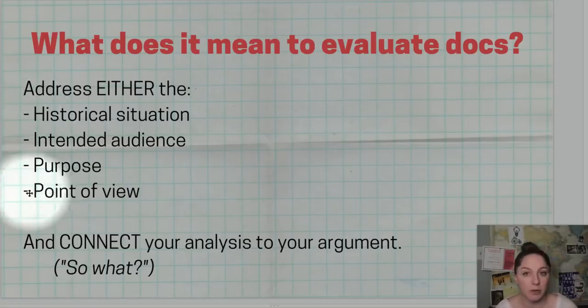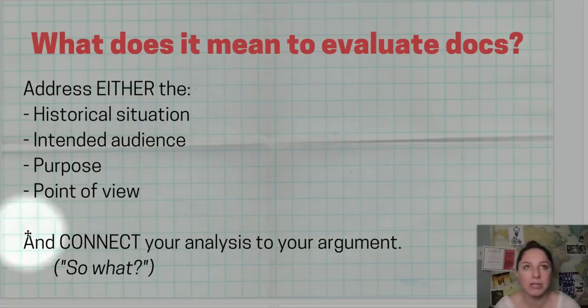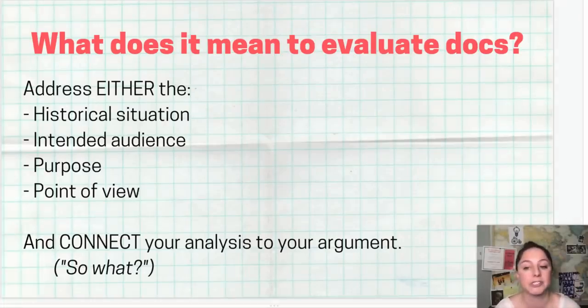Here's the trick though. The big part of this is this "and." You have to connect whatever you talked about back to your argument. So the question I'm going to have you thinking about in the back of your mind as you're writing these evaluations of the documents is, so what? Why do we care? Why do we care who wrote the document? How does that impact our understanding of what's in the document?